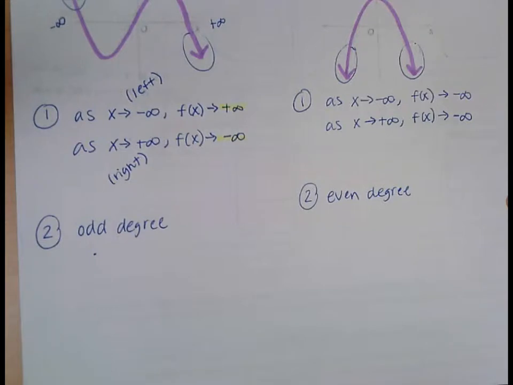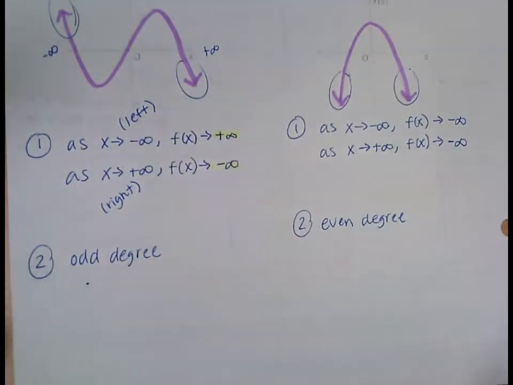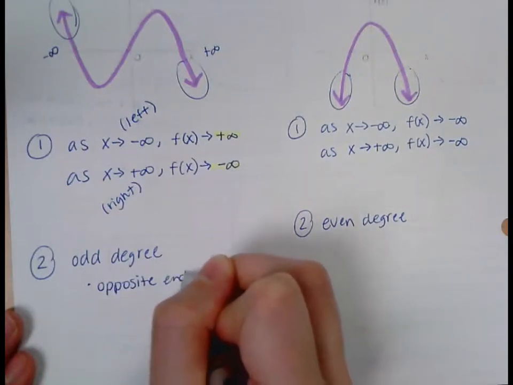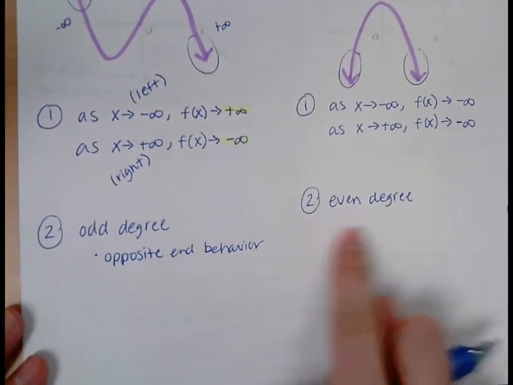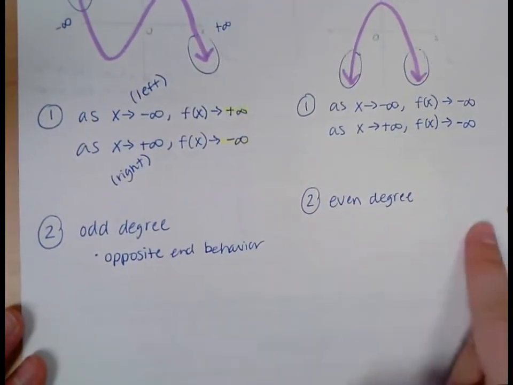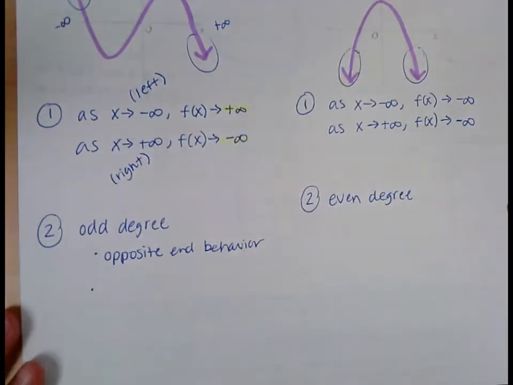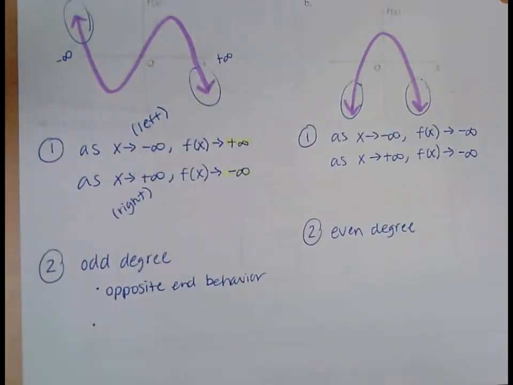So Sierra, you right away said it was odd. How do you know? Okay, so it's an odd degree because the end behavior is opposite, or opposite end behavior. So if you wanted to write reasons for B as well, you could say it's even because it has the same end behavior. What's another reason you could say as to why this is an odd degree? What's another piece of the graph that tells you it's odd?